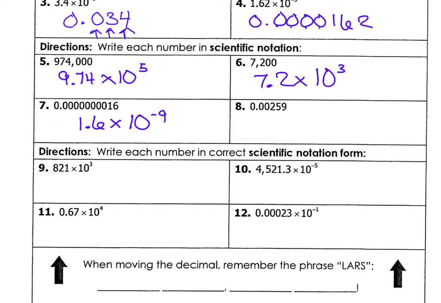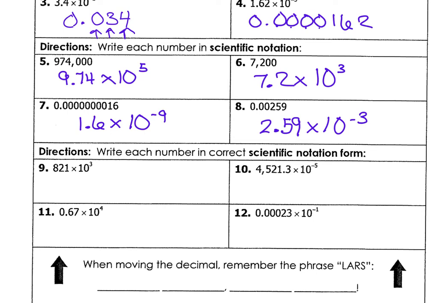5. Oh, wait, hold up. No, I'm reading that backwards. How do you get a 5? Oh, that's not working. It would be 2.59 times 10 to the negative 3rd. So we read that as 2 and 59 hundredths times 10 to the negative 3rd power. Okay? Negative 3. Yeah, negative 3rd power.